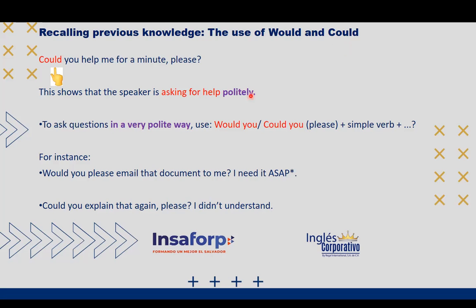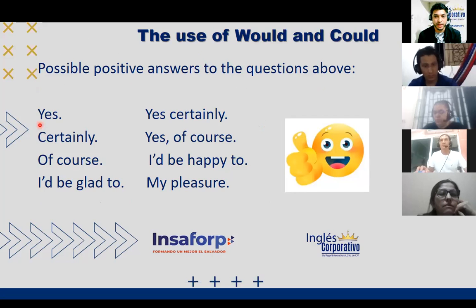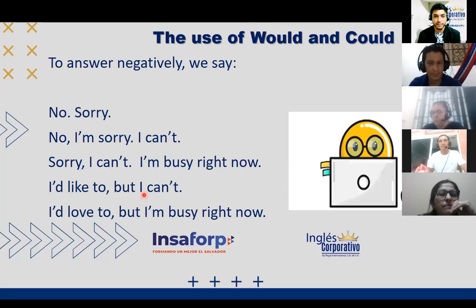So we were practicing some questions, and those are some possible ways to answer. The answer can be directly yes, certainly, of course, I will be happy to, I'll be glad to, and my pleasure, for a positive answer. And for negative, you can say no, or you can say sorry. You can say as well, no, I'm sorry, I can't. Sorry, I can't, I'm busy right now. I would like to, but I can't. I love to, but I'm busy right now. Those are very polite ways to say no when somebody asks you for help.